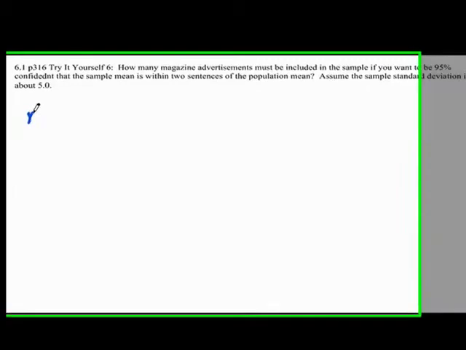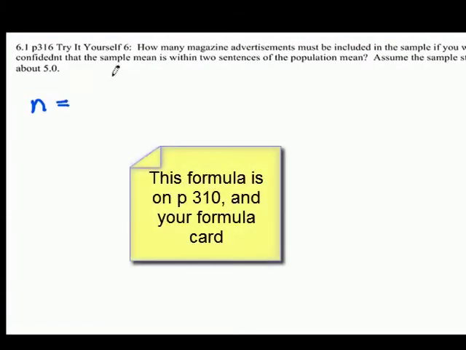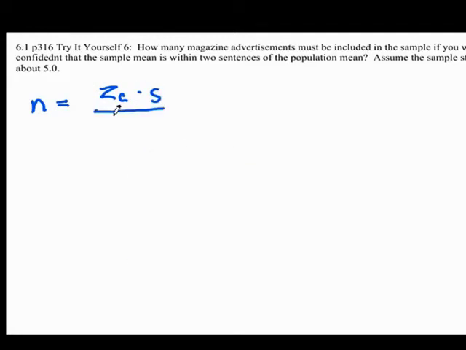So we're going to need our formula. N equals Z sub C times S divided by the error. And to find the error, that's going to be the within thing, and that's going to be squared. So that's the formula that we're going to use.